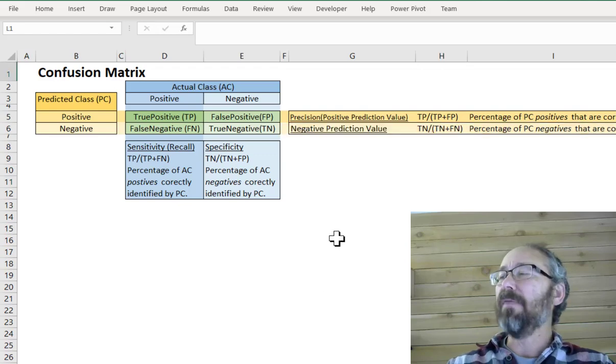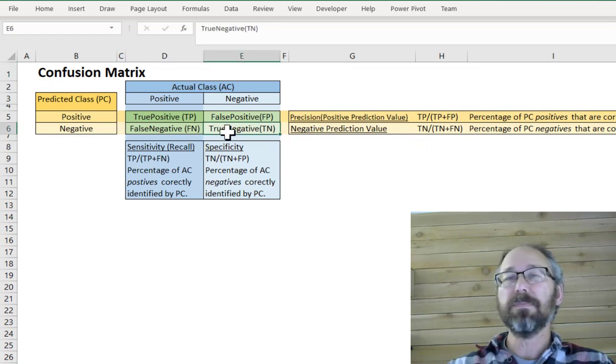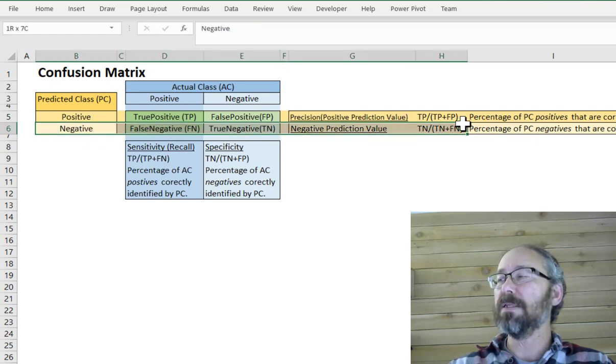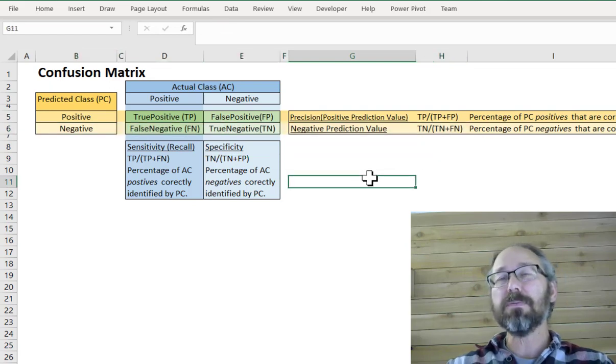And then we have, for the negative, the negative prediction value. The negative prediction value takes our true negative and divides that by the sum of our true negative plus our false negative. And again, notice how this is in this row here. And that's a percentage of our predicted class negatives that are correct based on our actual class.